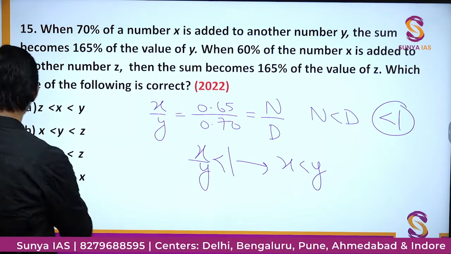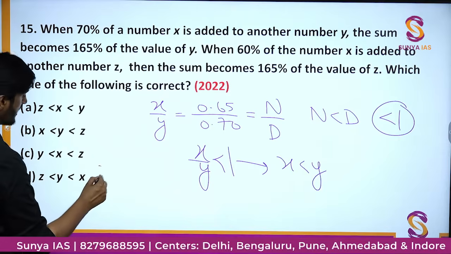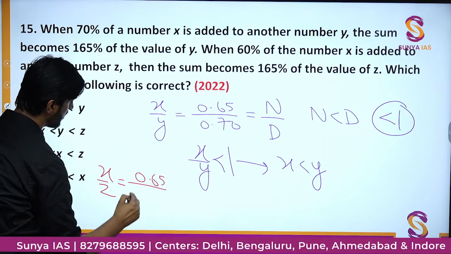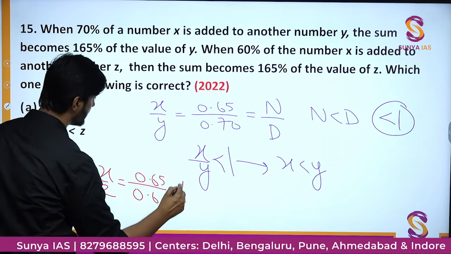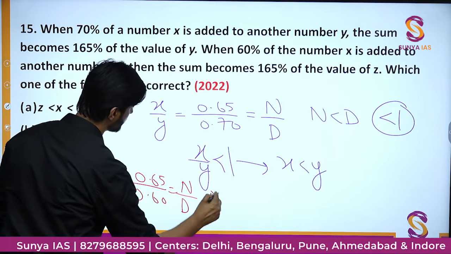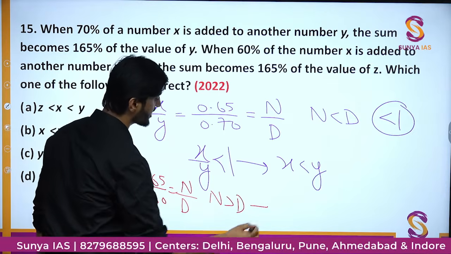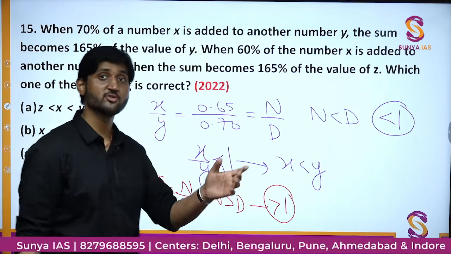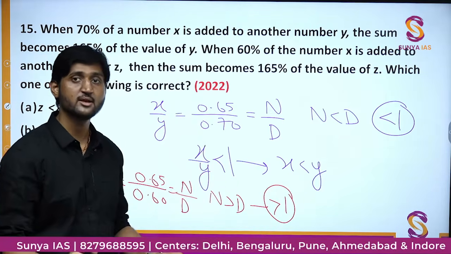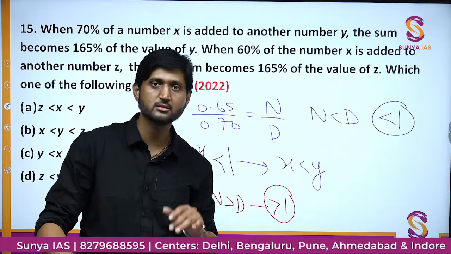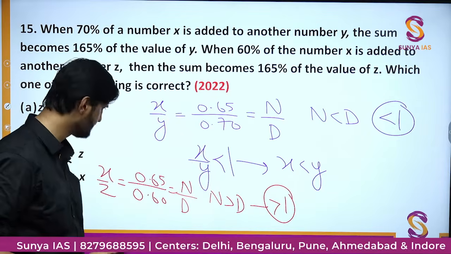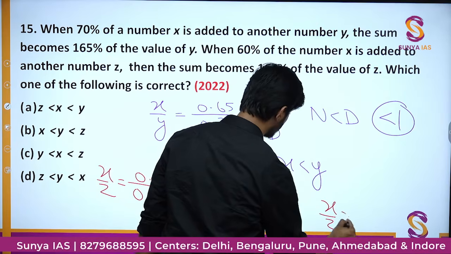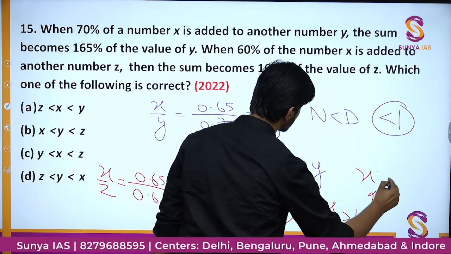Similarly, if we have another value which says x upon z is 0.65 upon 0.60, here you can see that the numerator is actually greater than the denominator, and therefore this fraction is going to be greater than 1. We call such fractions improper fractions, which are greater than 1, such as 4 by 3, 5 by 4, 7 by 6. These all are fractions which are improper in nature. Okay, so here you can say that x by z is greater than 1, or you can say x is actually greater than z.